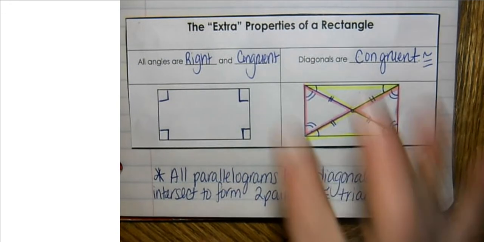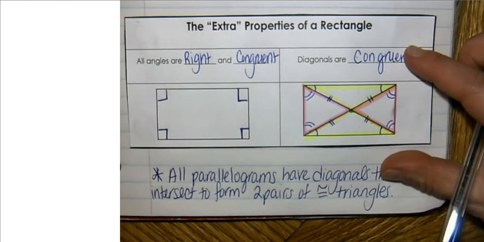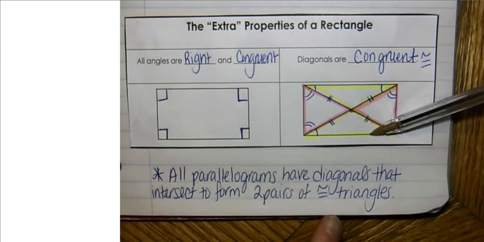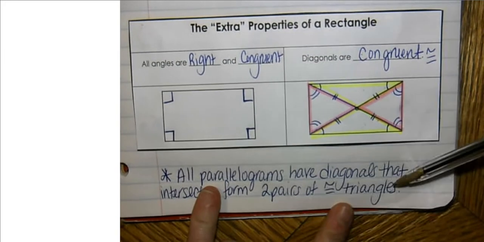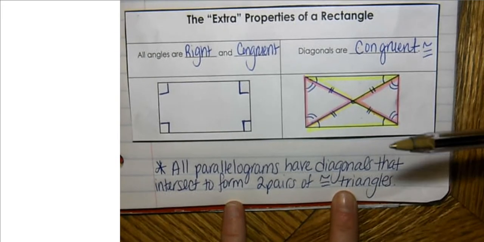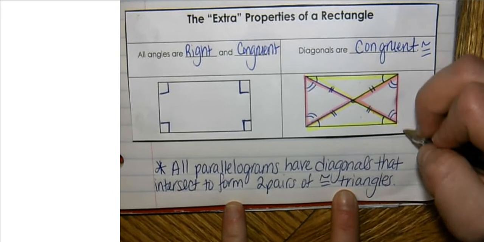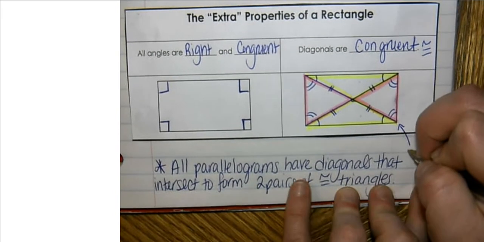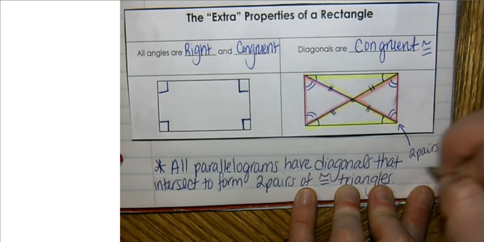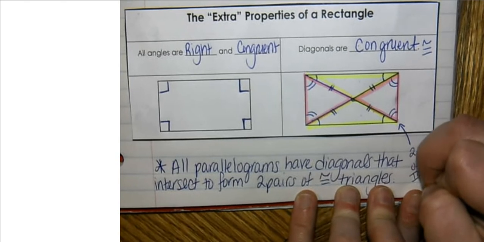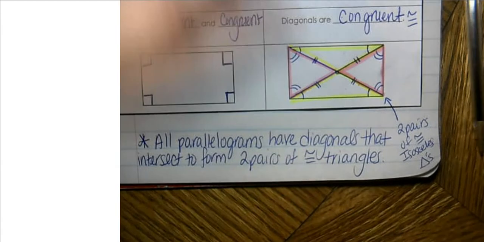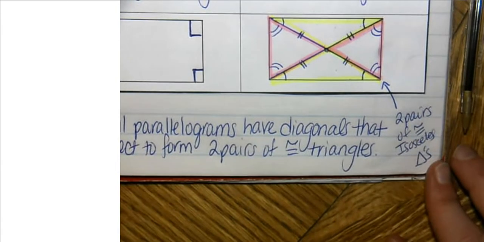So looking at this image of a rectangle, not only are the diagonals congruent, but they intersect to form triangles. Now, all parallelograms will have diagonals that intersect to form two pairs of congruent triangles, but a rectangle is special because it will form two pairs of congruent isosceles triangles. And that's going to help you guys when you are creating or answering a lot of the questions that we have.